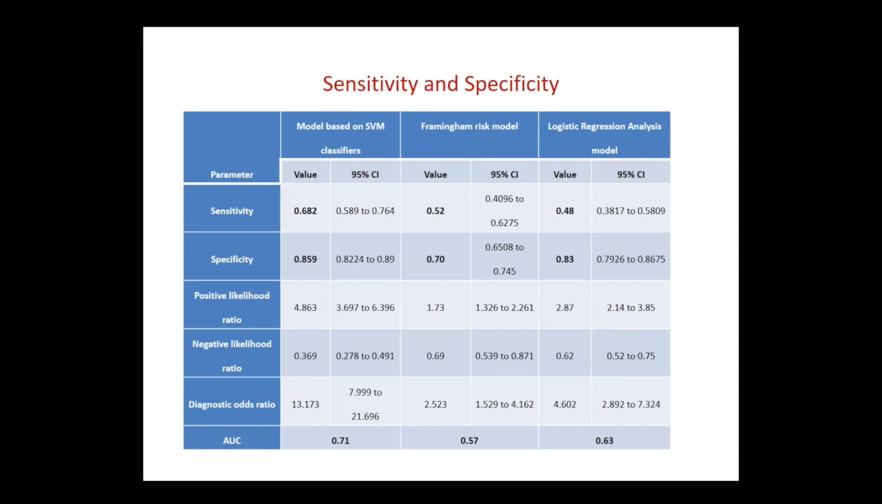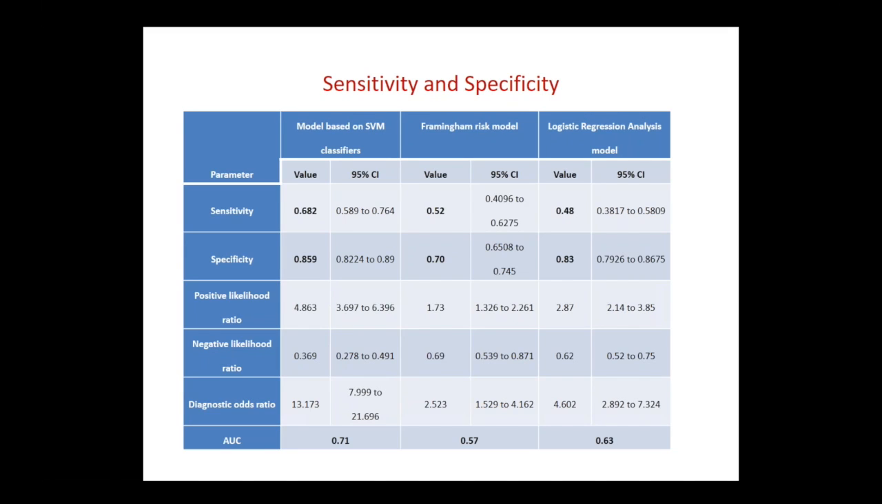Once we'd done that, we did a comparison, and we also did the sensitivity and specificity analysis. We got the AUC using the SVM of 0.71, and using logistic regression analysis it was 0.63, and the Framingham risk model gave 0.57.